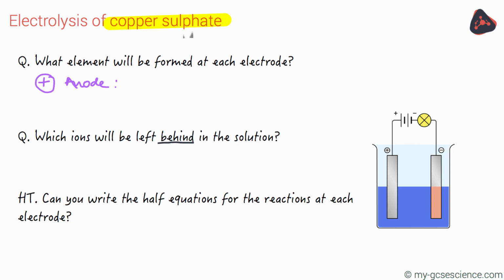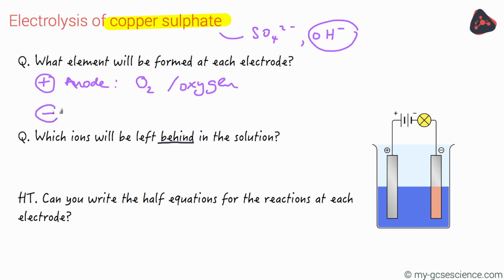So in this case of copper sulfate, to work it through, we should figure out first that we have the sulfate ion, SO4 2-, and the hydroxide ion, OH-. Using the order of priority from before, we don't have a halogen, but we do have the hydroxide, and so the hydroxide is going to be attracted to the anode. This is going to form oxygen, which is the element formed.